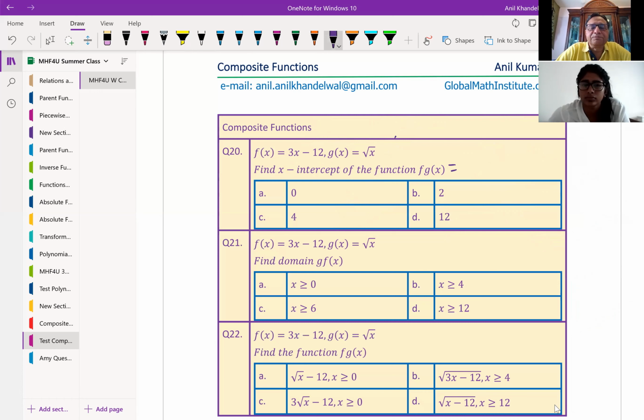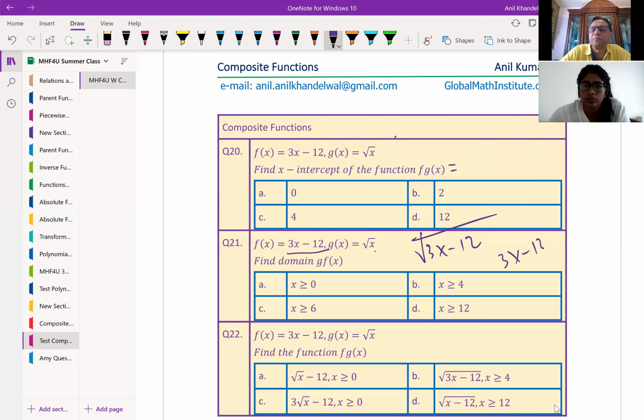Now, what is the domain of g of f of x? What could be the answer? Let's write down the function. You'll say g of f of x will be what? The square root, g is the square root, and x is all this, correct? So that is simple, and you can tell what the domain is.